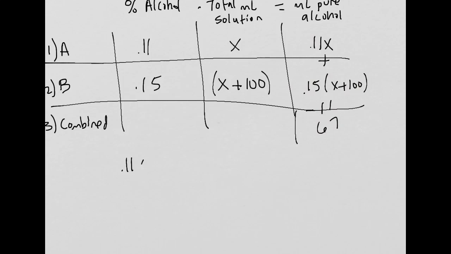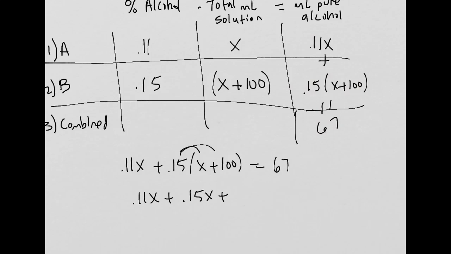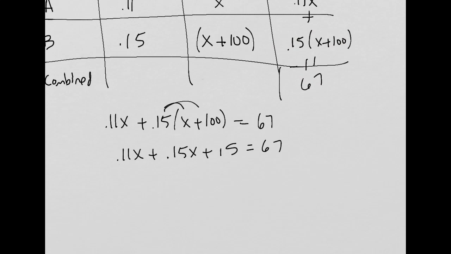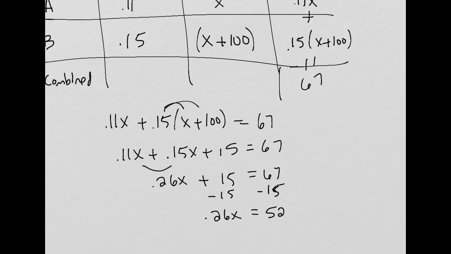So now I've got my equation, 0.11x plus 0.15 times x plus 100 equals 67. Let's distribute this guy through, so we get 0.11x plus 0.15x plus 0.15 times 100 is 15 equals 67. Combine like terms, 0.26x plus 15 equals 67. Subtract 15 from both sides, and that gives us 0.26x equals 52. Divide by 0.26, and that gives me x equals 200.